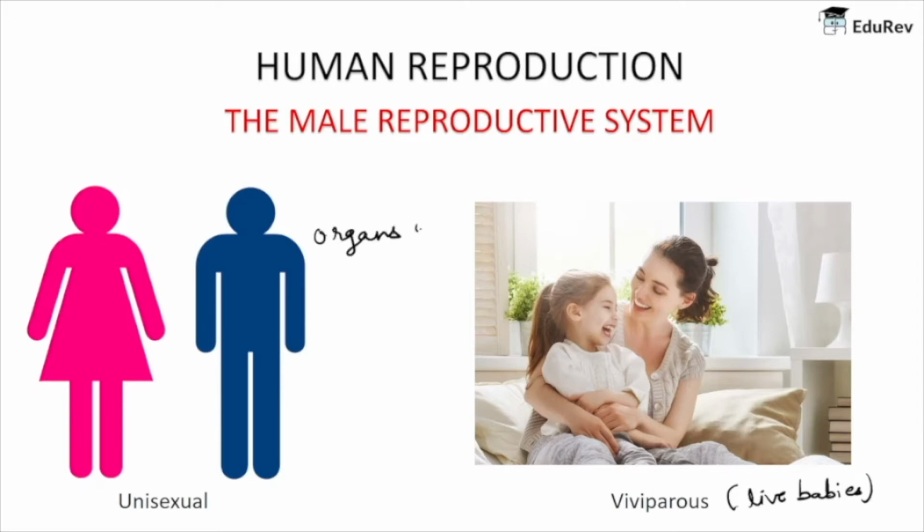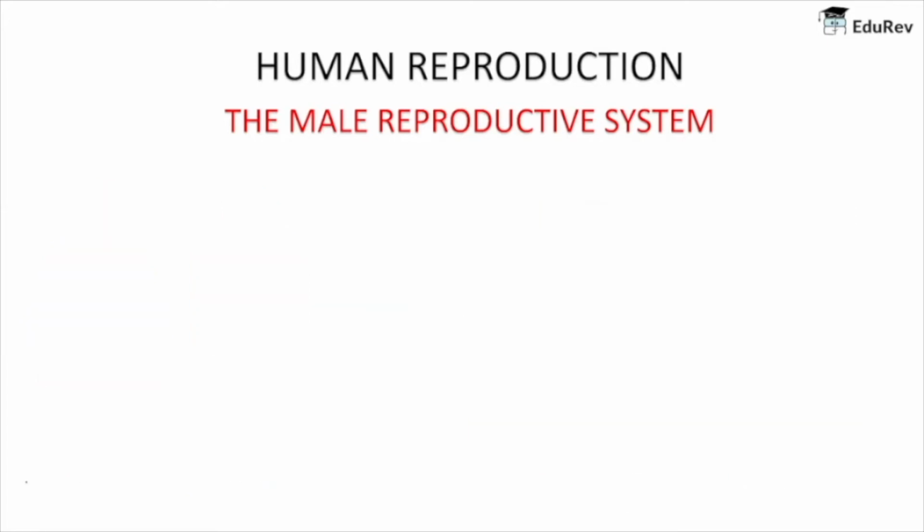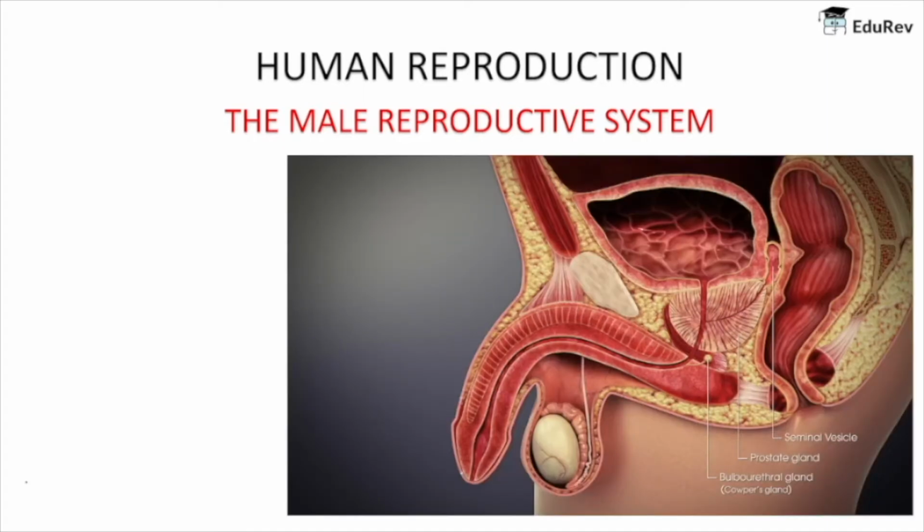Organs of male reproductive system. First in this topic, the male reproductive system is located in the pelvis region of the male body.